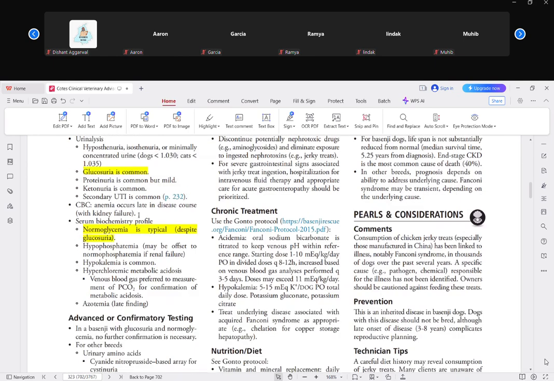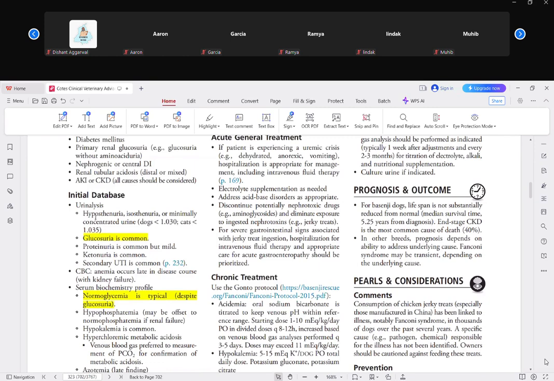Along with that, in the urine you will find a lot of things like proteinuria, ketonuria, and other things that will not be reabsorbed. Phosphorus will be there, sodium will be there, potassium will be there, and a lot of other things will also be there.